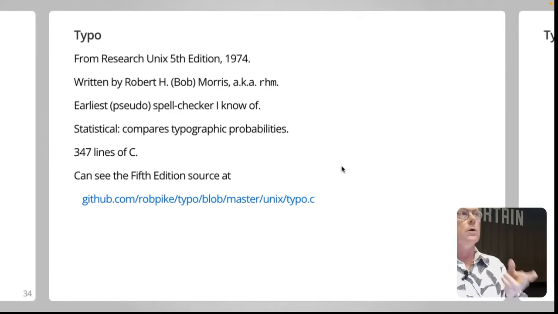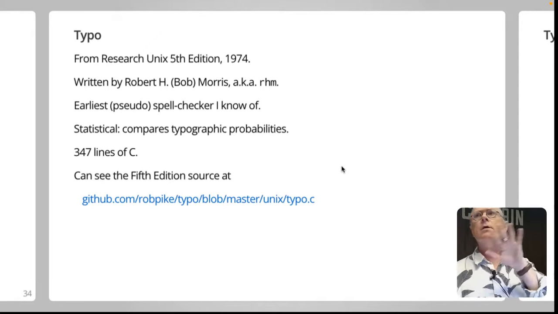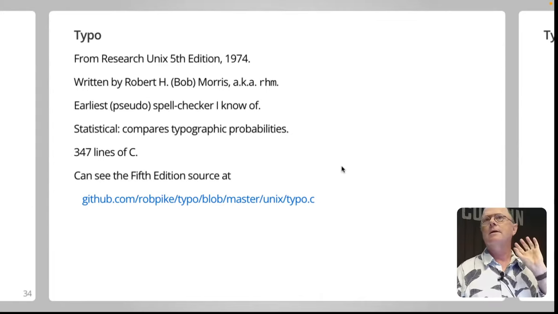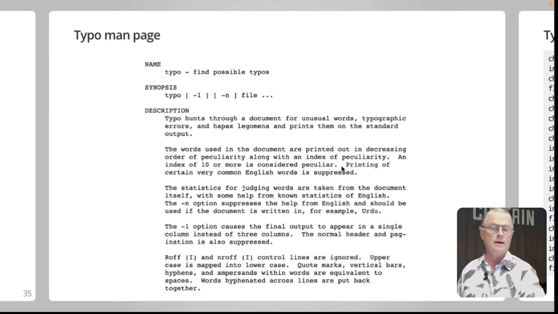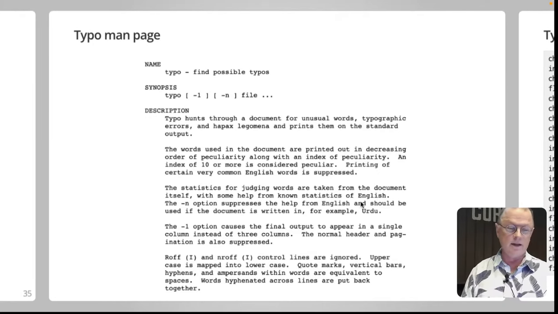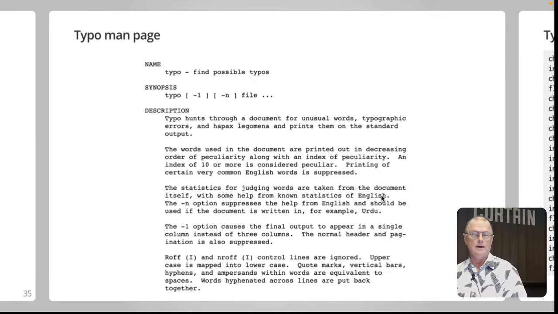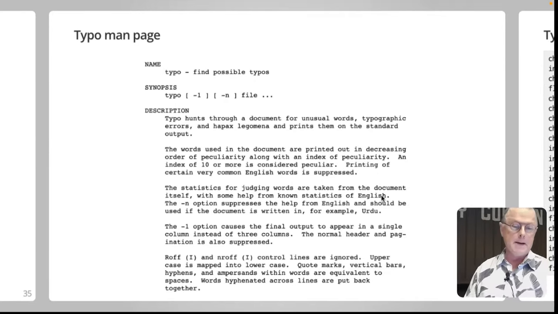And you can actually see the whole program at this link, but I'm going to show you some pieces of it. Now, how many of you are okay with C? You'll figure it out. I'm going to show you some C code. Don't be afraid. It's terrifying C code. Don't be afraid. Here's the manual page, and you can see, just give it a file, there's a couple of arguments. Notice down here, he says, it'll even handle Urdu, which is really funny. It's the only time Urdu appears in the manual.